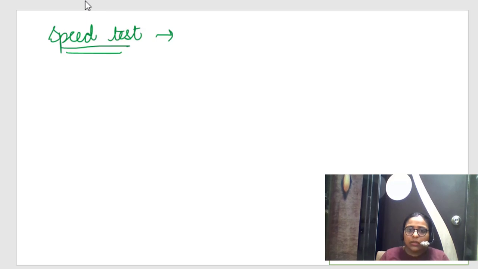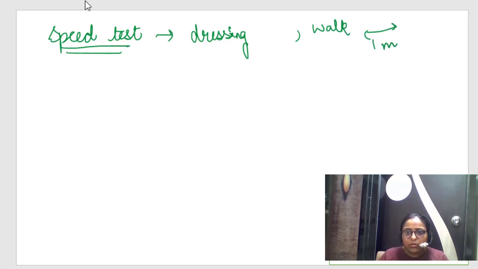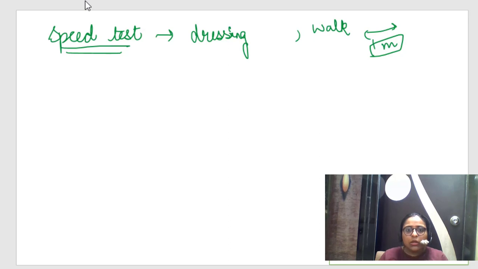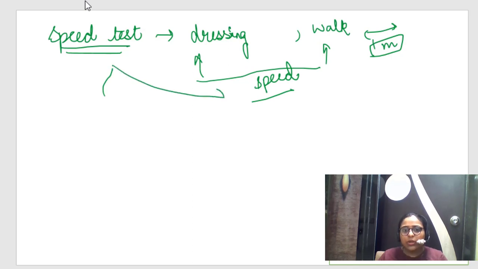In this I can take an example. For example, you give the patient a task of dressing, or to walk some distance, let's say 1 meter, and you calculate how much time the patient takes to dress himself or walk the distance of 1 meter. So it is the speed with which he performs the activity. That is your speed test, right?